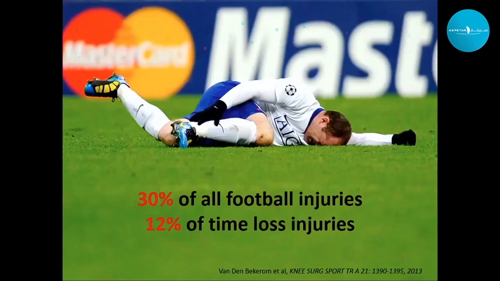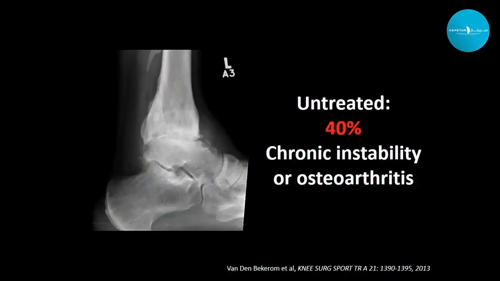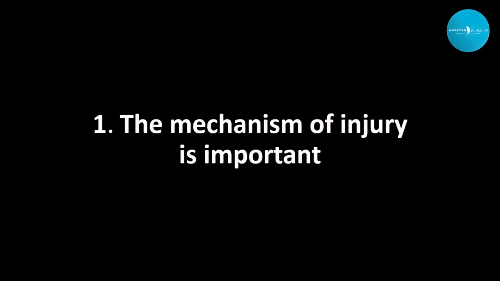But first, why are we talking about ankle injuries in football in the first place? Because it makes up to 30% of all football injuries and up to 12% of time loss injuries. So it is a significant problem. And if it's left untreated, 40% of those with an ankle sprain may end up with chronic instability or osteoarthritis. And it's really sad to know that up to 6% of ex-professional footballers already have ankle arthritis.